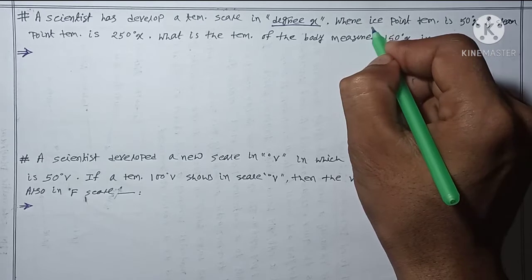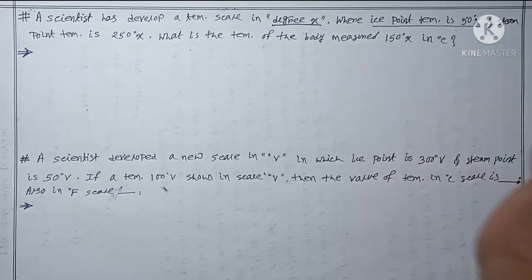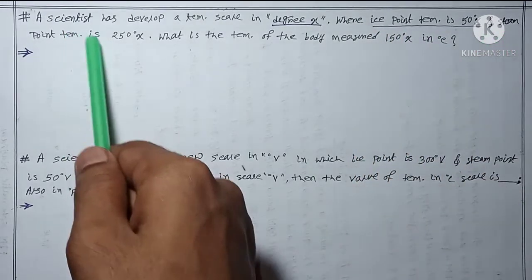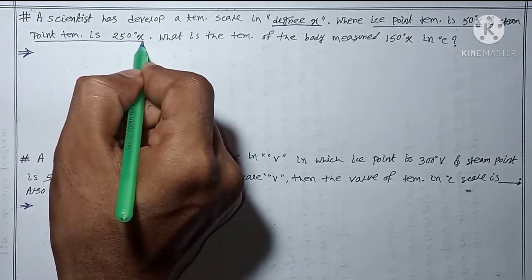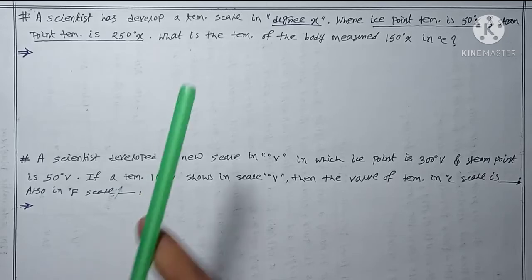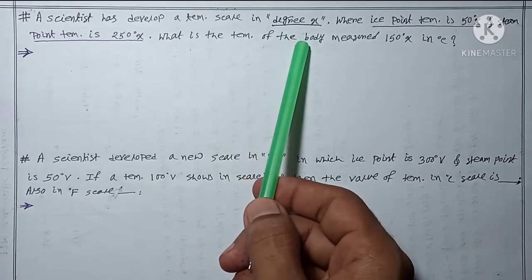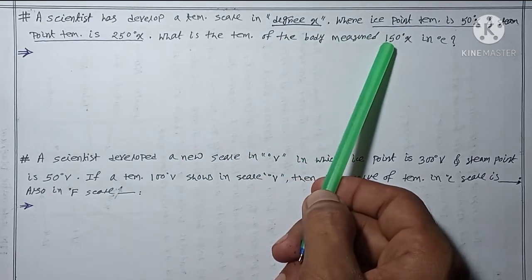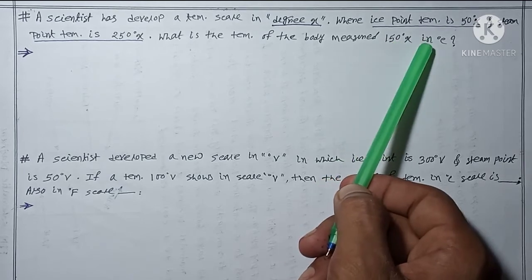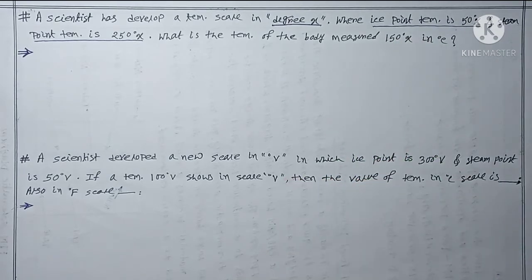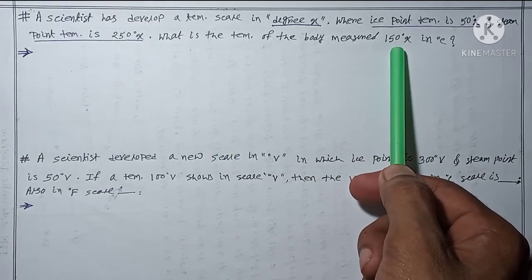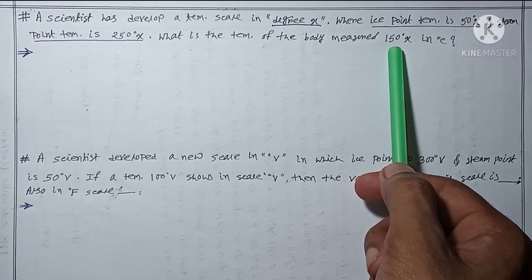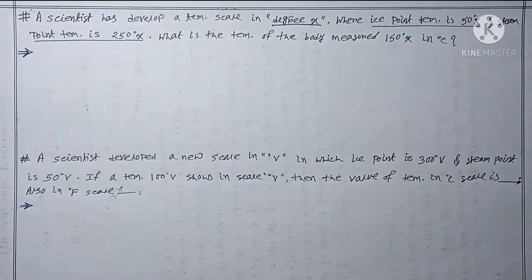So ice point temperature is given as 50 degree X and steam point temperature is 250 degree X. Now what is the temperature of the body measured as 150 degree X in degree centigrade? Whatever the newly invented scale, if it shows a temperature of 150 degree, then the corresponding temperature in the Celsius scale we have to find out.